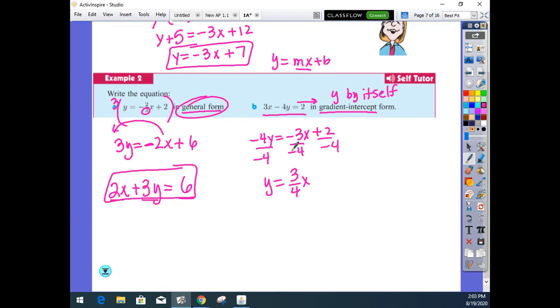Always, if you've got a negative over a negative, that will become positive, so always simplify that. Positive over a negative is going to be a minus. Reduce the fraction 2/4 to 1/2. And then always double check, is it in gradient intercept form? Yes.